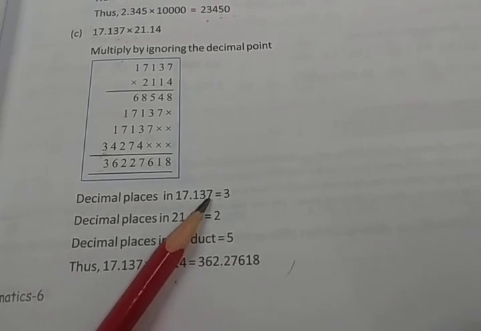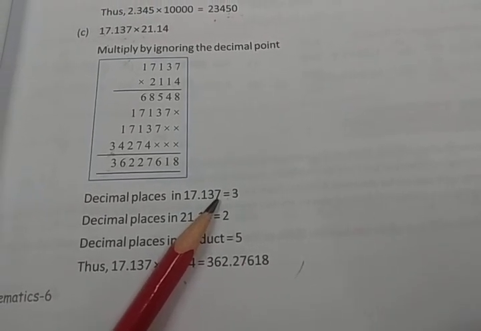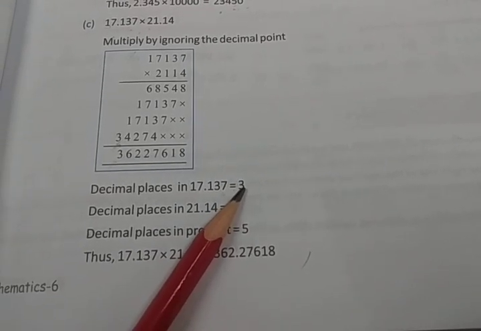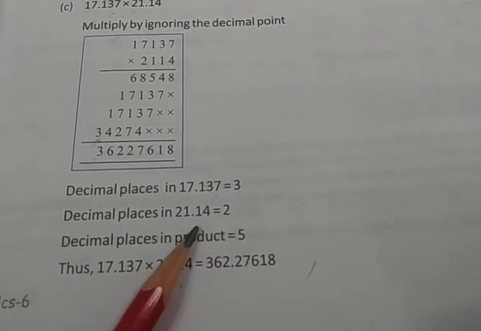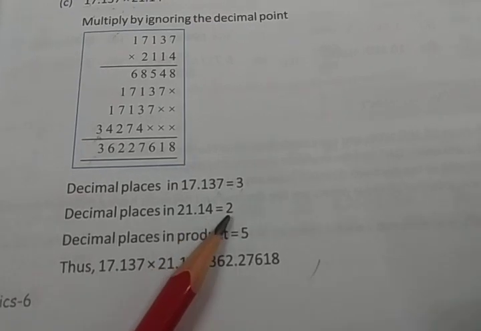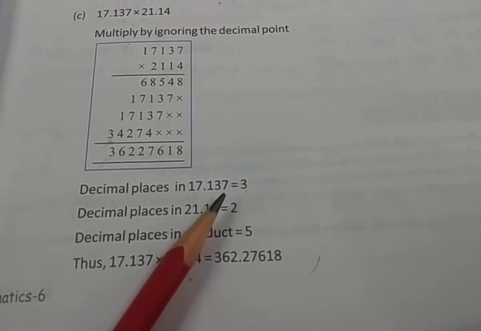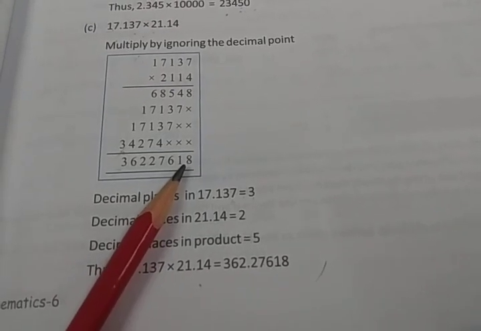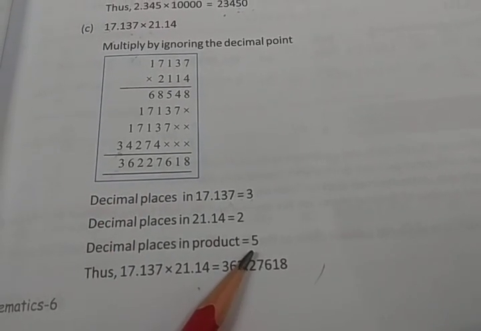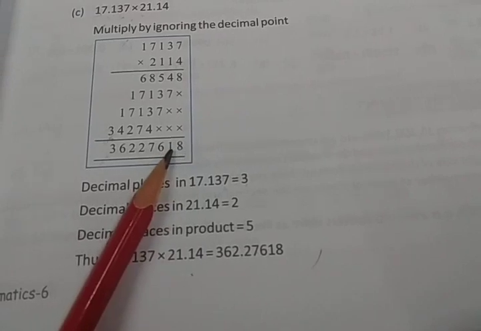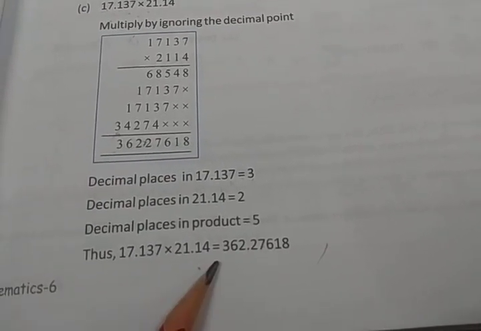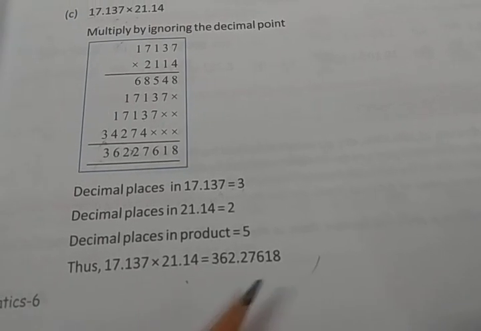At last, we have to check the decimal places now. In the first number, after how many digits is the decimal there? 1, 2, 3. After 3 digits the decimal is there. In the second number, after 2 digits the decimal is there. Total, how many digits are there? 5 digits. So in the answer, we have to give the decimal place after 5 digits: 1, 2, 3, 4, 5. You have to place a decimal here. You can see the answer here. Right, this is the way.